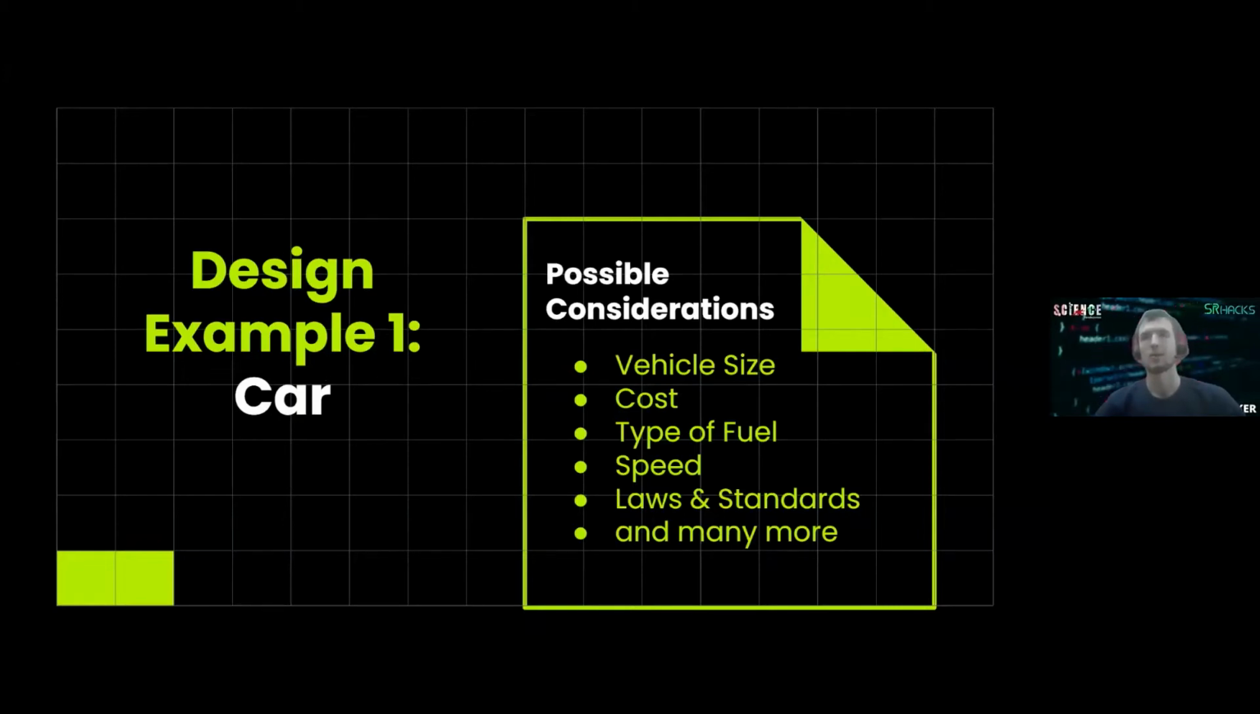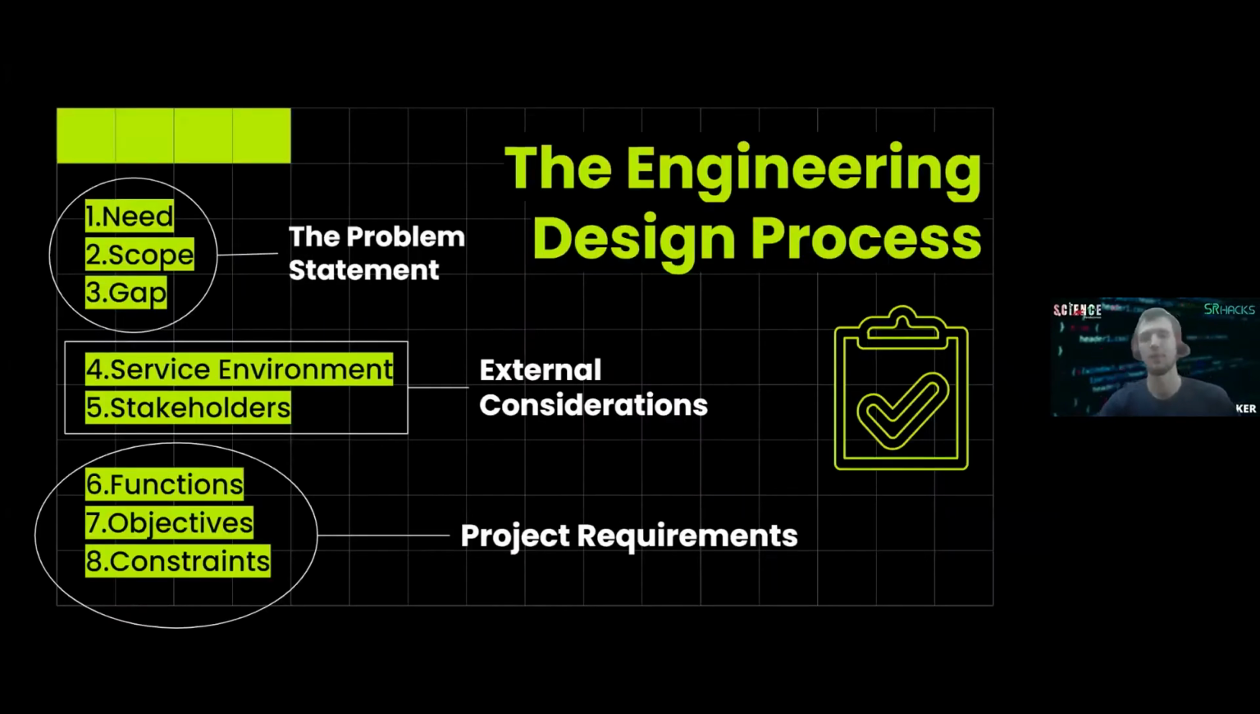But the goal of the design process is to simplify this part of creating a design. If everybody speaks the same language, it's really easy to communicate. And the engineering design process groups ideas like the ones you guys mentioned into these buckets. You'll see here the problem statement, external considerations, and project requirements. Within those are subterms that we'll define in a second.